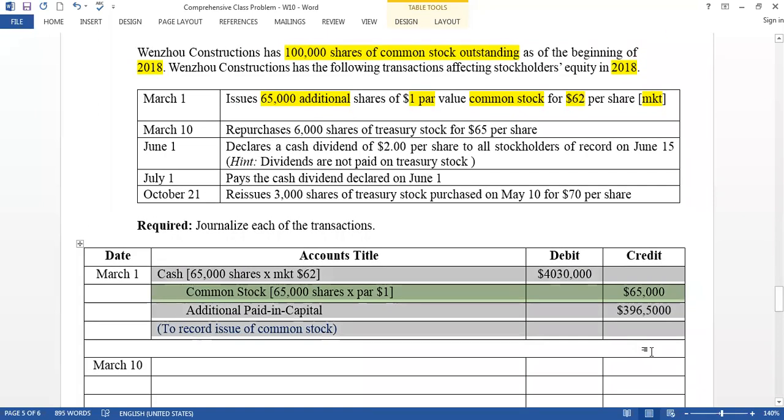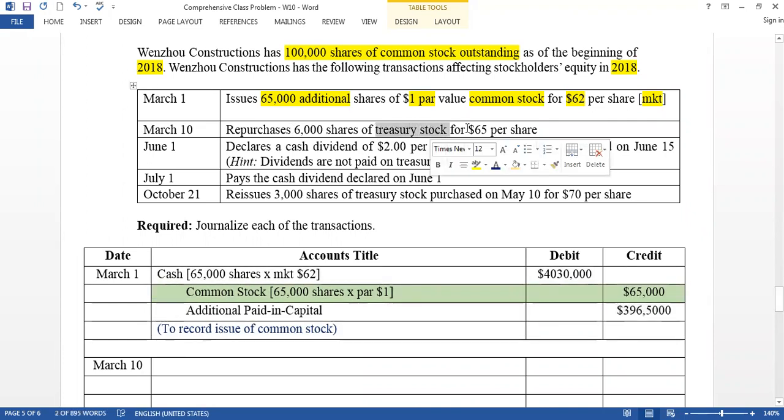This is about March 1st. Company issues common stock, receives cash, and records the gain. Repurchase treasury stock: from market they receive $65. So this is the cost price. You have to remember, this is the important amount. Whenever we record treasury stock, it should be the cost price.